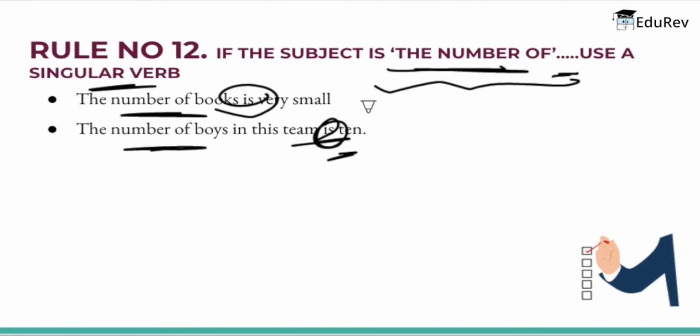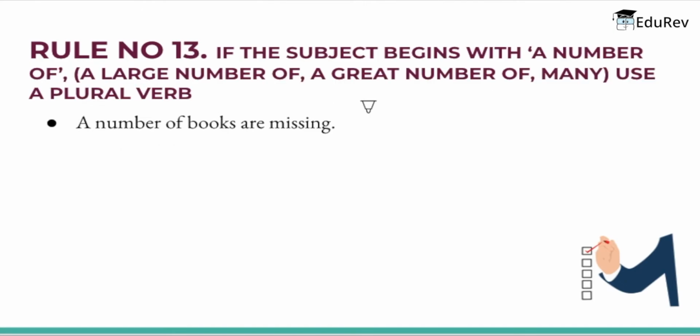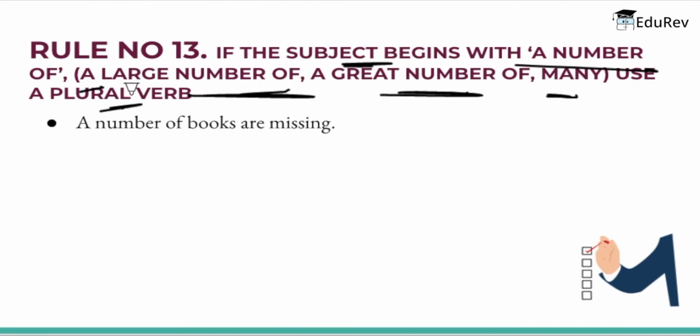Let's move on to rule number 13. So rule number 13 states what? Rule number 13 states that if the subject begins with a number of, that is a large number of, a great number of, many, we need to use what? A plural verb. That is, suppose there is the subject books and it begins with a number of something, that is a number of books, a large number of books, a great number of books, many books. Then we need to use what? A plural verb.